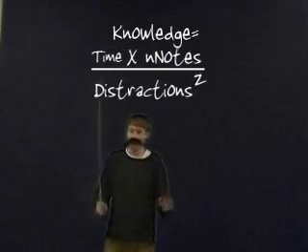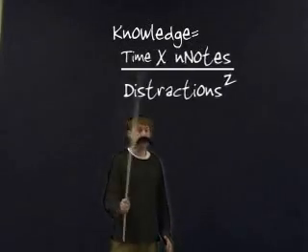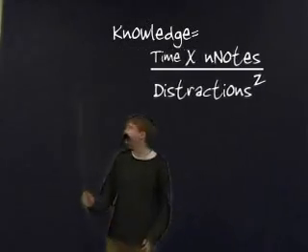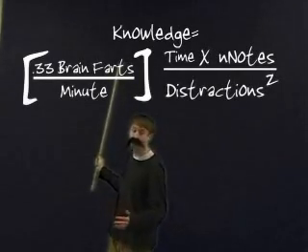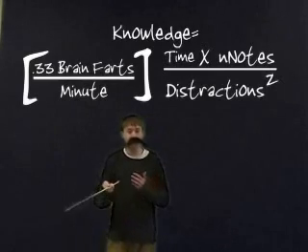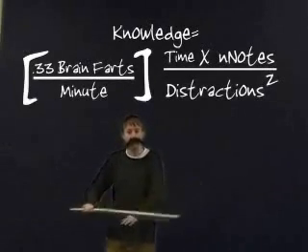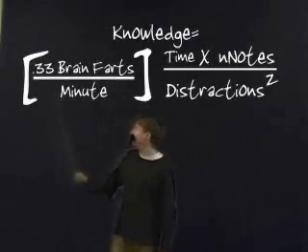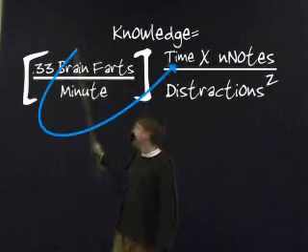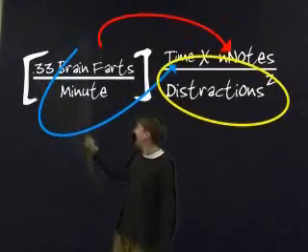Don't even think about it. Moving on. That all is multiplied by the universal constant, you see, the adolescent attention span, which is 0.33 brain parts per minute. You see, this is a very important number. Now, if you make your time more, your notes more, your distraction less, you will have more knowledge.